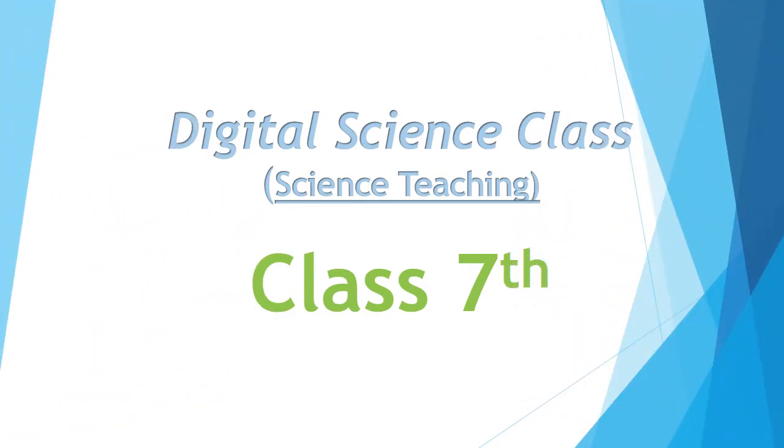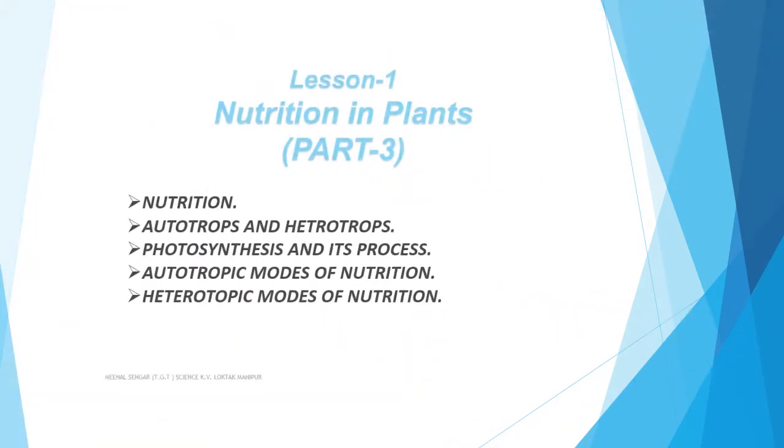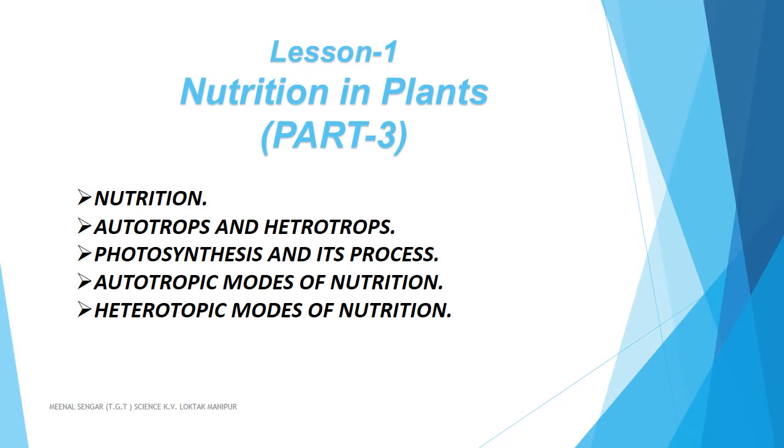Today onwards we study about the remaining chapter of class 7. We have already started our first chapter, that is nutrition in plants of class 7th, and today I'm going to start the third part of this chapter, that is nutrition in plants. We have already studied about nutrition, autotrophs and heterotrophs, photosynthesis and its process.